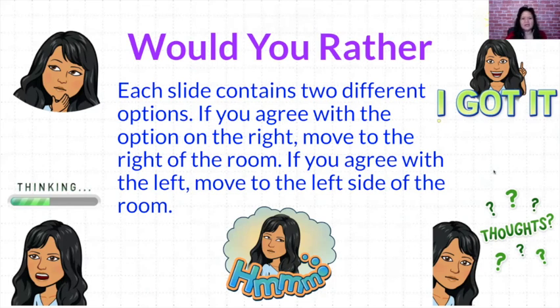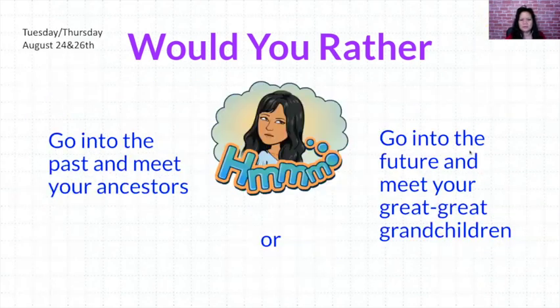Okay, so I first have the directions for Would You Rather. Each slide contains two different options. If you agree with the option on the right, move to the right of the room. If you agree with the left, move to the left side of the room. So it's pretty easy and self-explanatory. I've used this Would You Rather activity with high school, although you could adjust it for elementary if you would like. Okay, so let's go to the first slide.